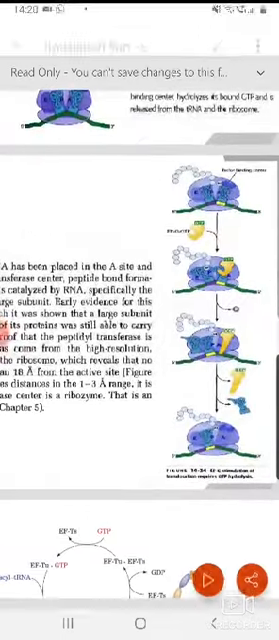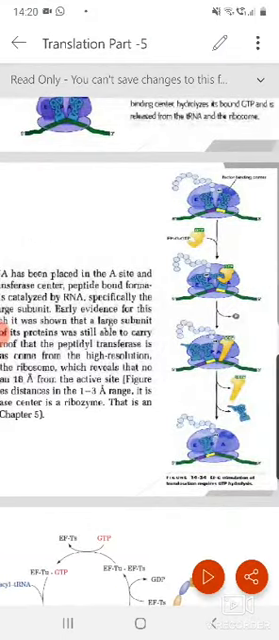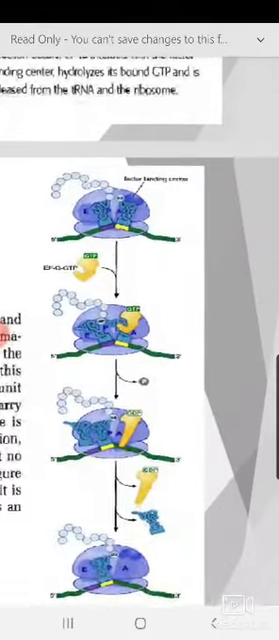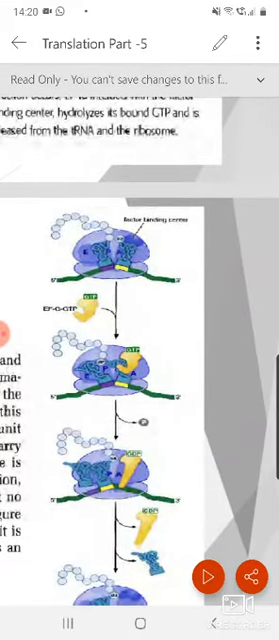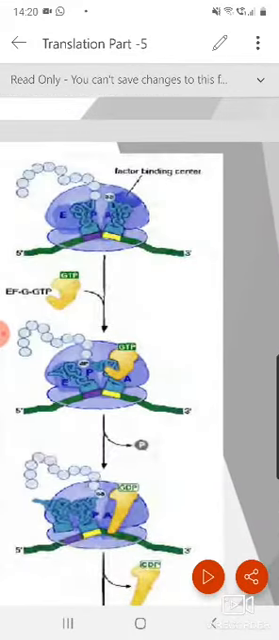Now, the third step, once this peptide bond is done, is translocation. That means the existing P site will now be the E site, the existing A site will now be the P site, and a new A site will be generated, as well as the mRNA also needs to move three bases, one codon, ahead. How is that happening? So this picture shows the third step.